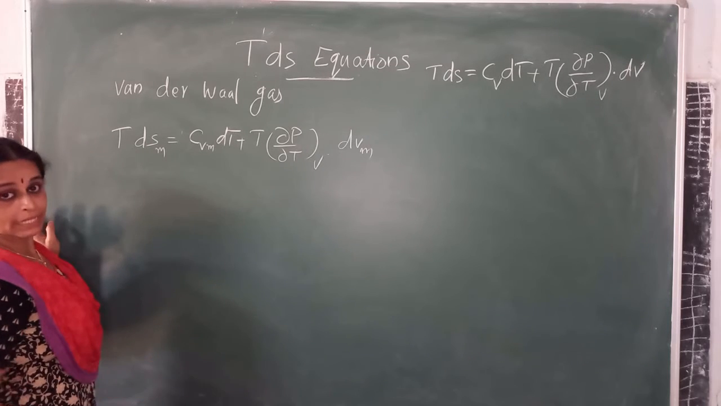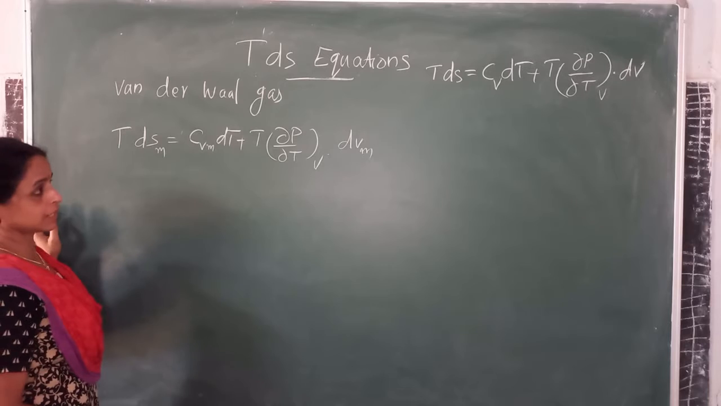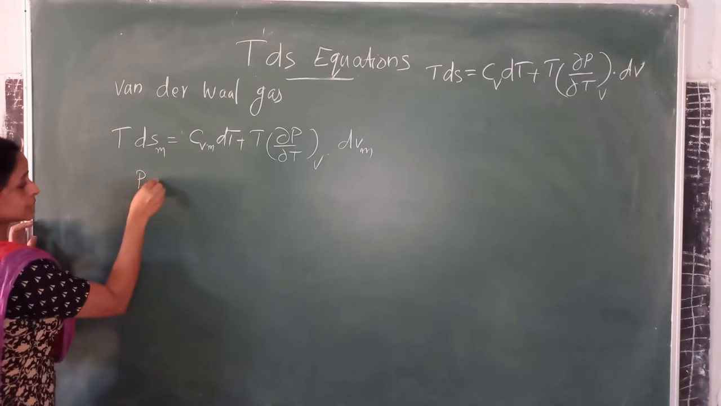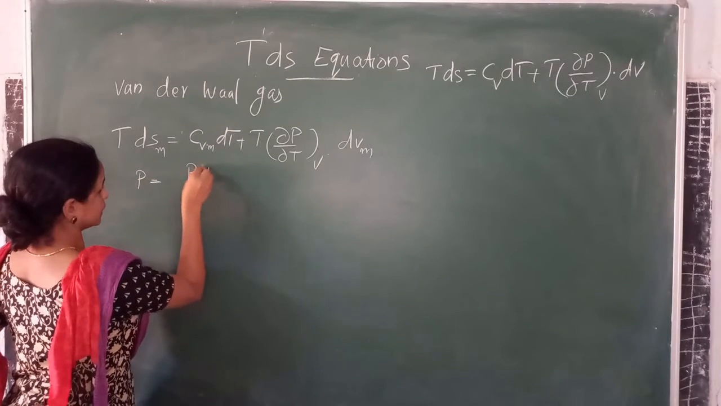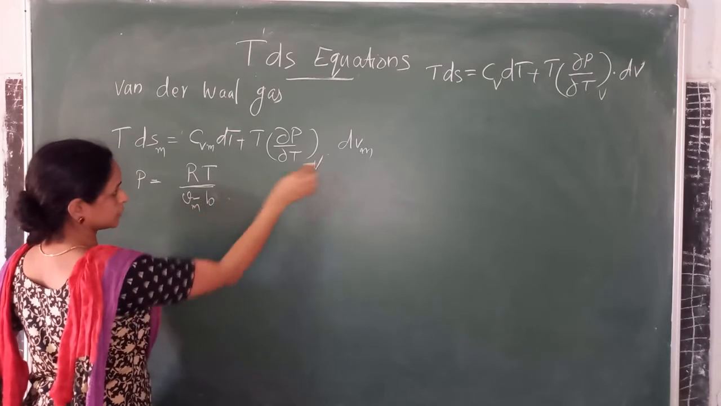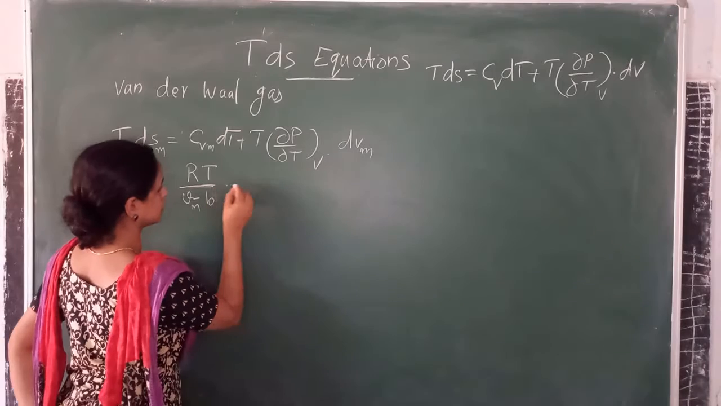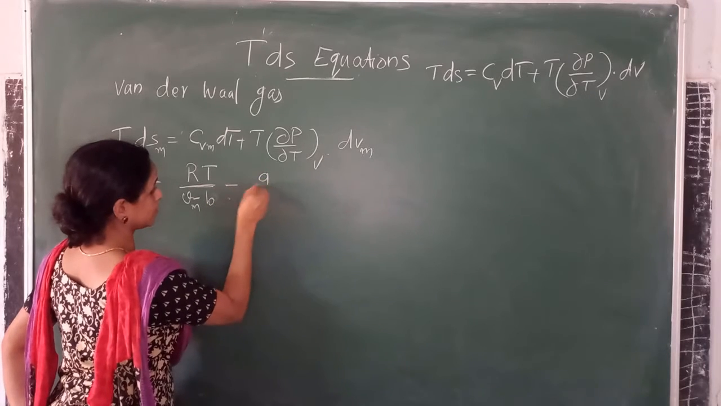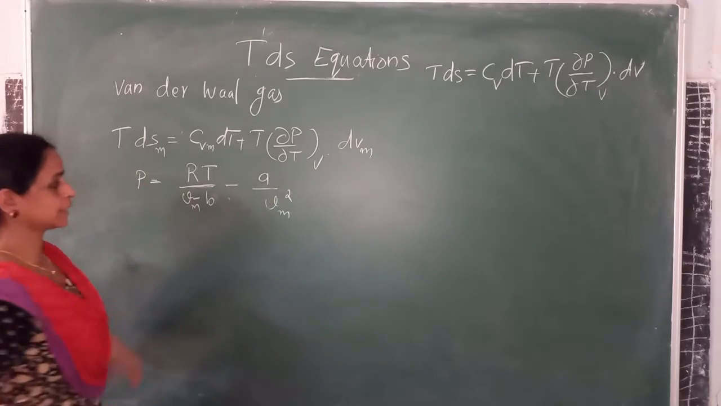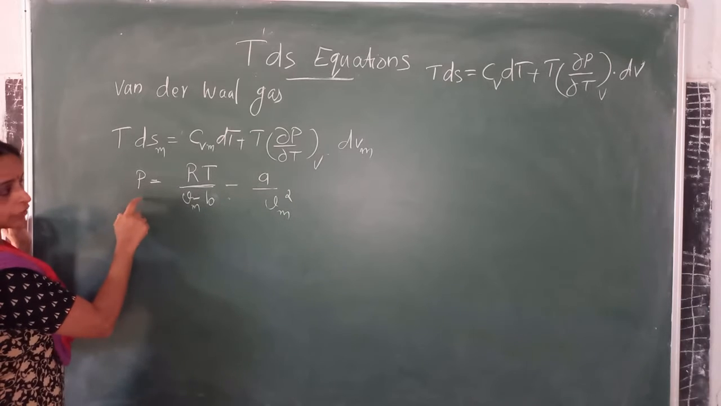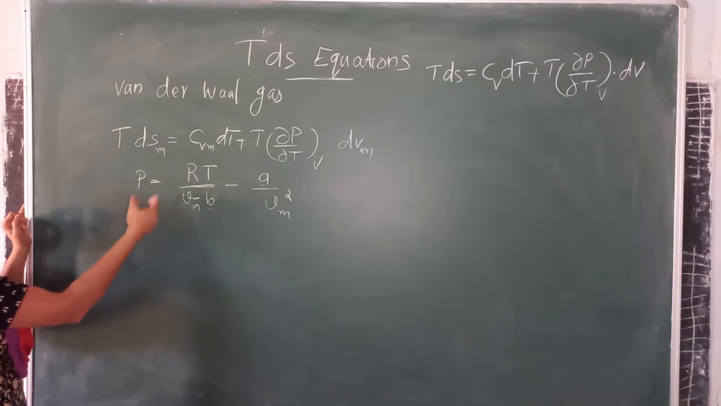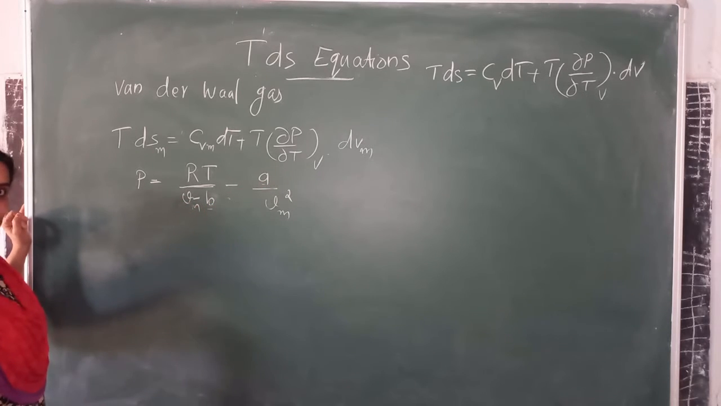So we can write the molar van der Waals equation as P equals RT by (V minus b) minus a by V squared. I am writing the small letter v for the molar volume, the same quantity. This is the van der Waals equation, for a real gas. For an ideal gas, these two quantities go to 0.